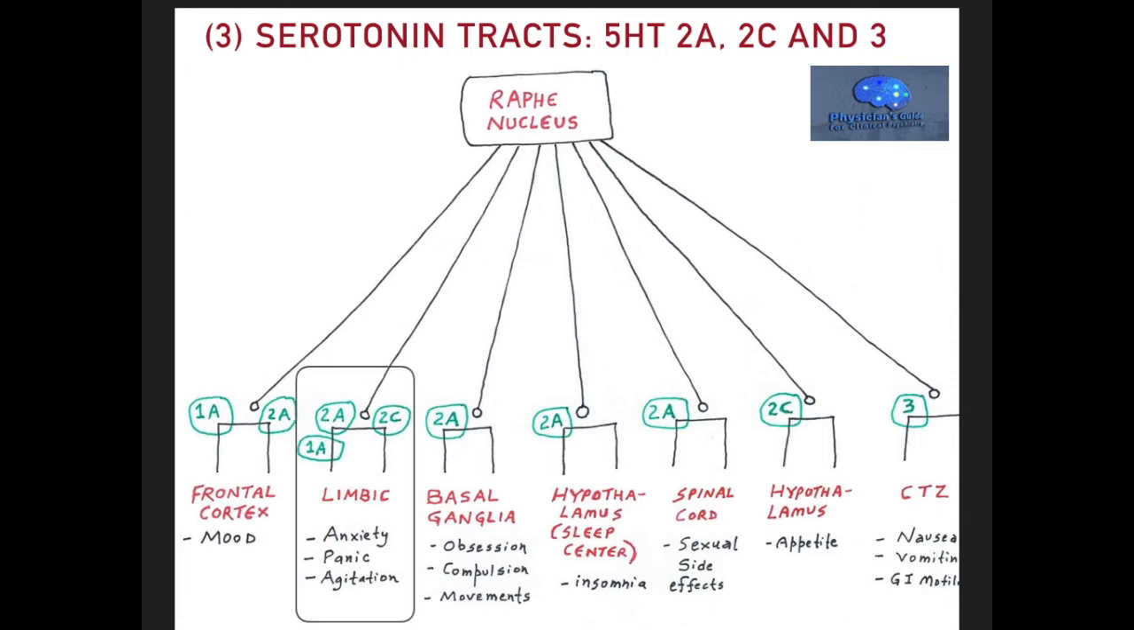The second projection is to the limbic area. Now, again, 1A is there, 2A is there, 2C is here. The basic result of this pathway is the effect on anxiety, panic attacks, and irritability and agitation. Now, serotonin 2A receptor agonism is known to cause high anxiety. And how do we know that? Well, these drugs called LSD and psilocybin are serotonin 2A receptor agonists. And patients in acute intoxicated states report a very high level of anxiety.